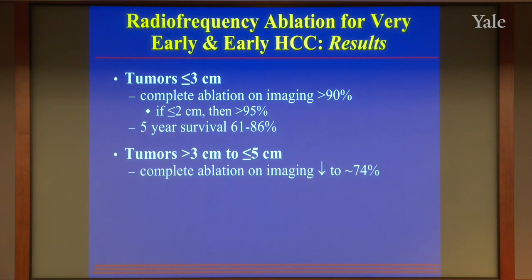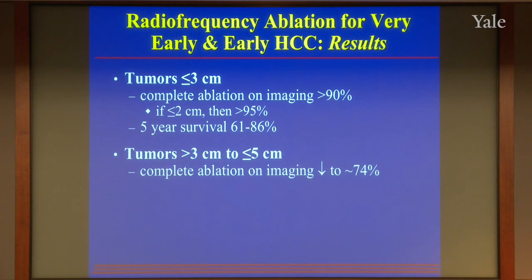So radiofrequency ablation for very early and early HCC tends to have complete ablation on imaging, first imaging, of about 90% or greater. If it's less than 2 centimeters, even higher percentages. And 5-year survivals, remember this is a select early stage group, of 60 to 85%. Tumors greater than 3 but less than 5 centimeters have lesser degrees of complete ablation.